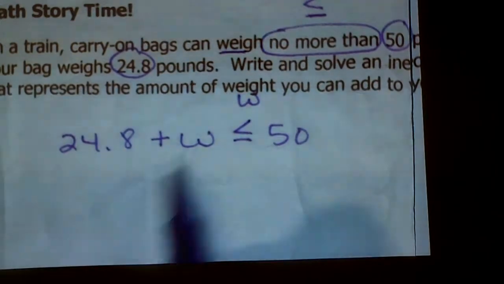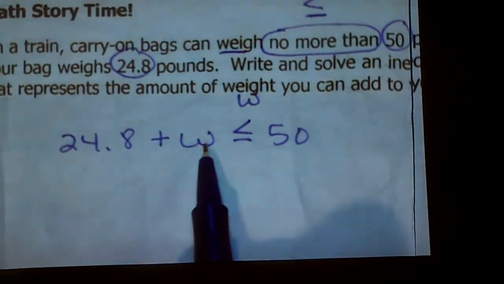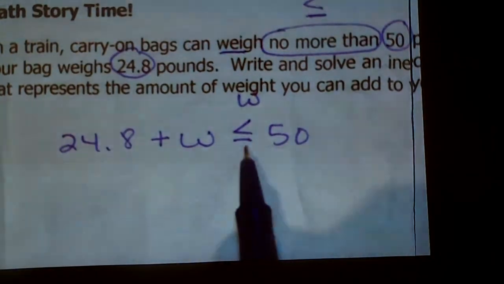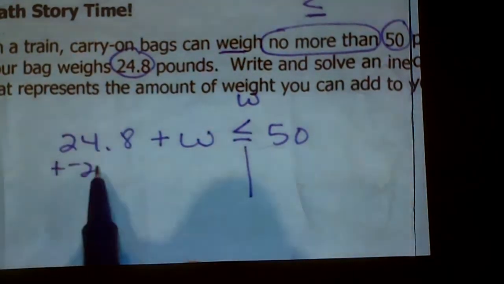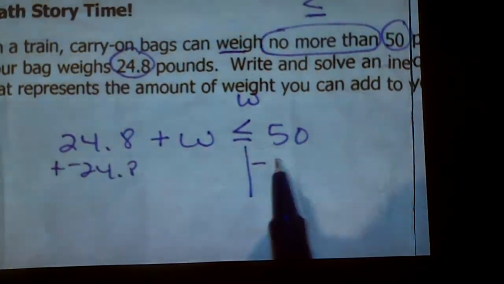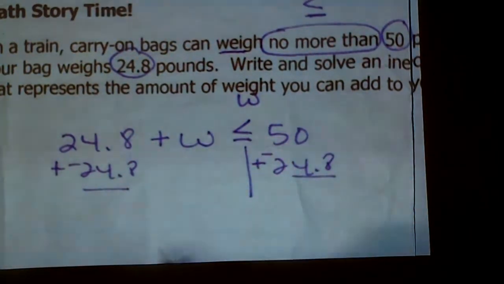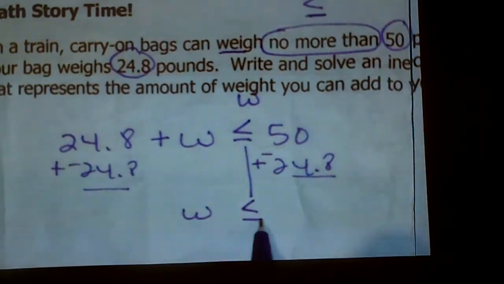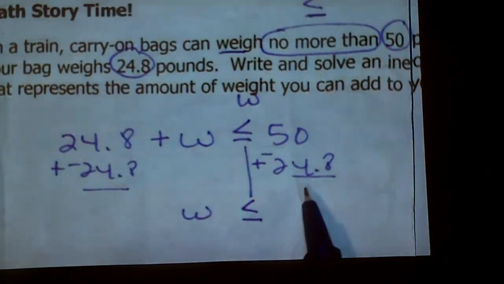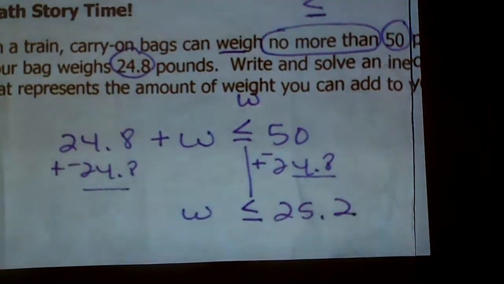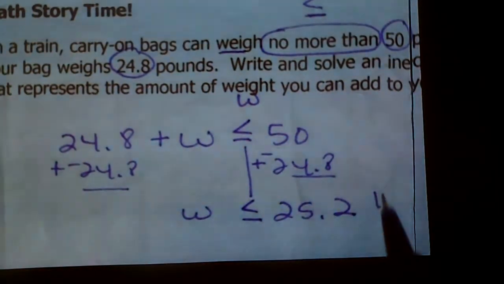But basically, this expression here represents the amount of weight we can have for my bag to be less than or equal to 50. So you solve these just like the others. I would add a negative 24.8 or subtract 24.8. However you look at it, it's the same thing. And W is less than or equal to. When you take 50 minus 24.8, you get 25.2. So the weight of the bag can be less than or equal to 25.2 pounds.